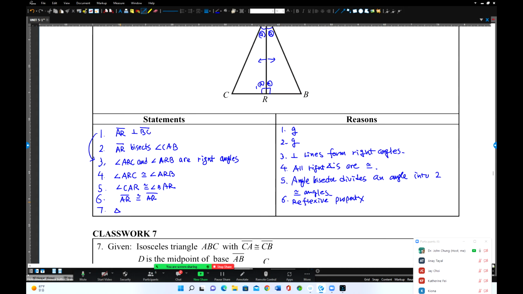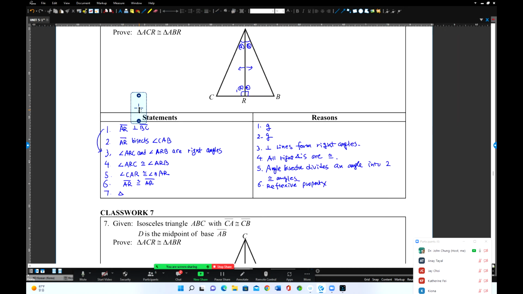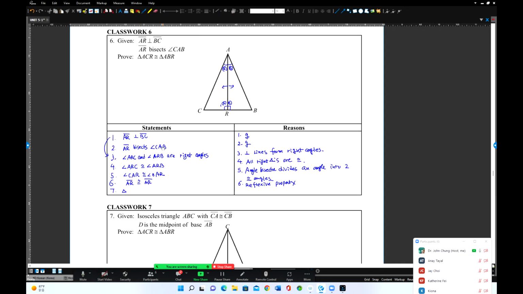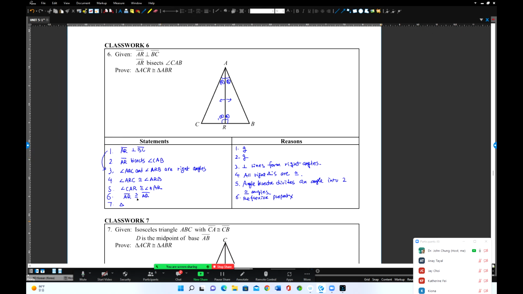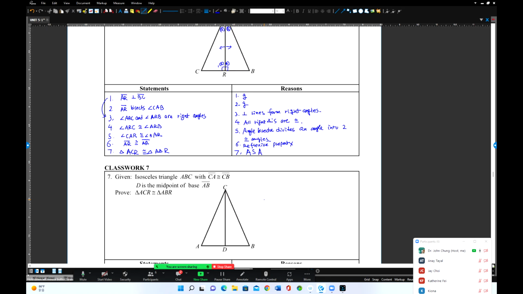Triangle ACR is congruent to triangle ABR. Now we got all the conditions already. Angle, side, angle method. We proved it. The next one, isosceles triangle.